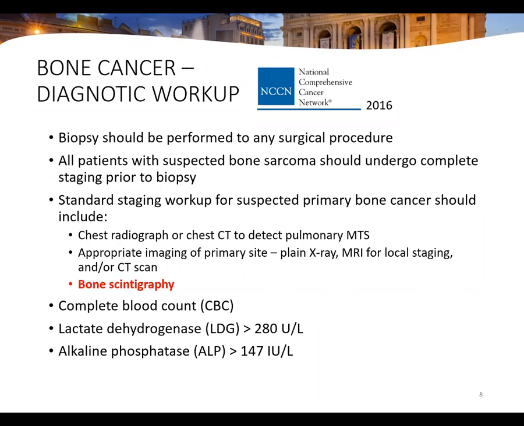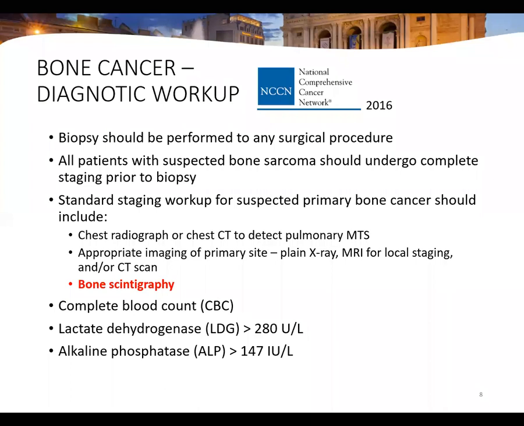First of all, the biopsy should be performed prior to any surgical procedure. All patients with a suspected bone sarcoma should undergo complete staging prior to the biopsy. What does staging mean? According to the TNM classification, it's the size of the tumor, spread of the tumor, local and distant.